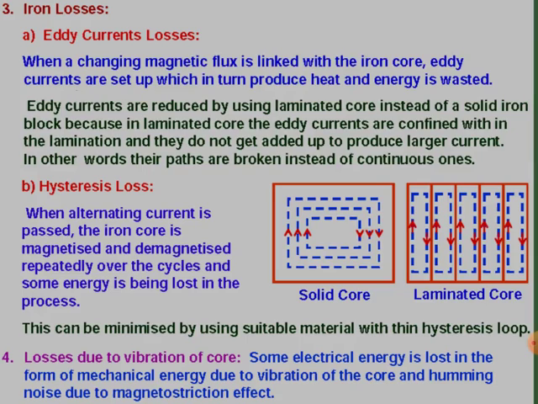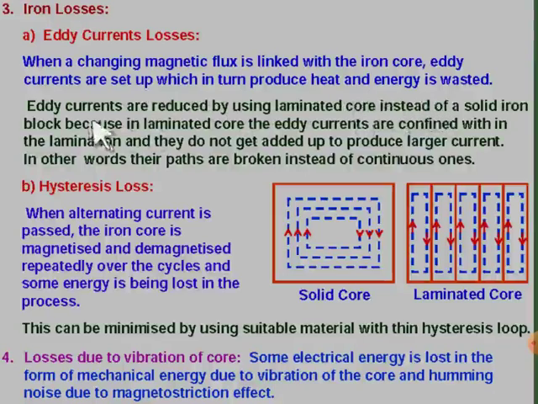Got it? So when a changing magnetic flux is linked with that iron core, you know that core is iron. And if that changing magnetic flux is linked with that iron core, then what happens? Eddy currents are set up, which in turn produce heat, and where is that heat coming from? From the electrical energy. So electrical energy is wasted.